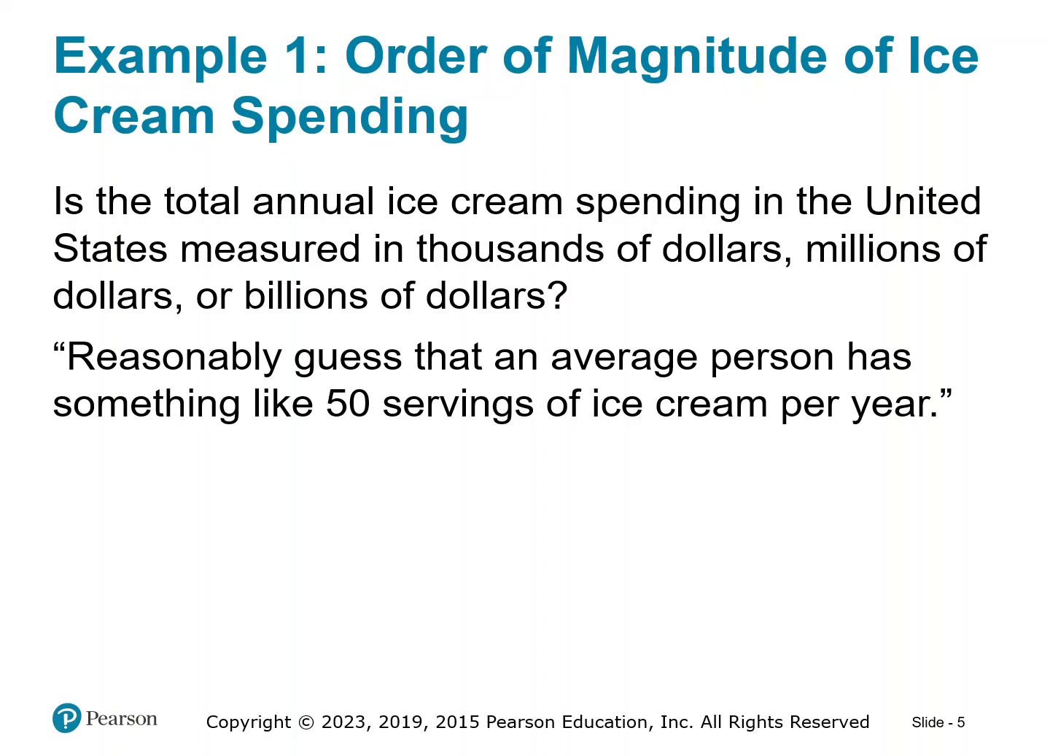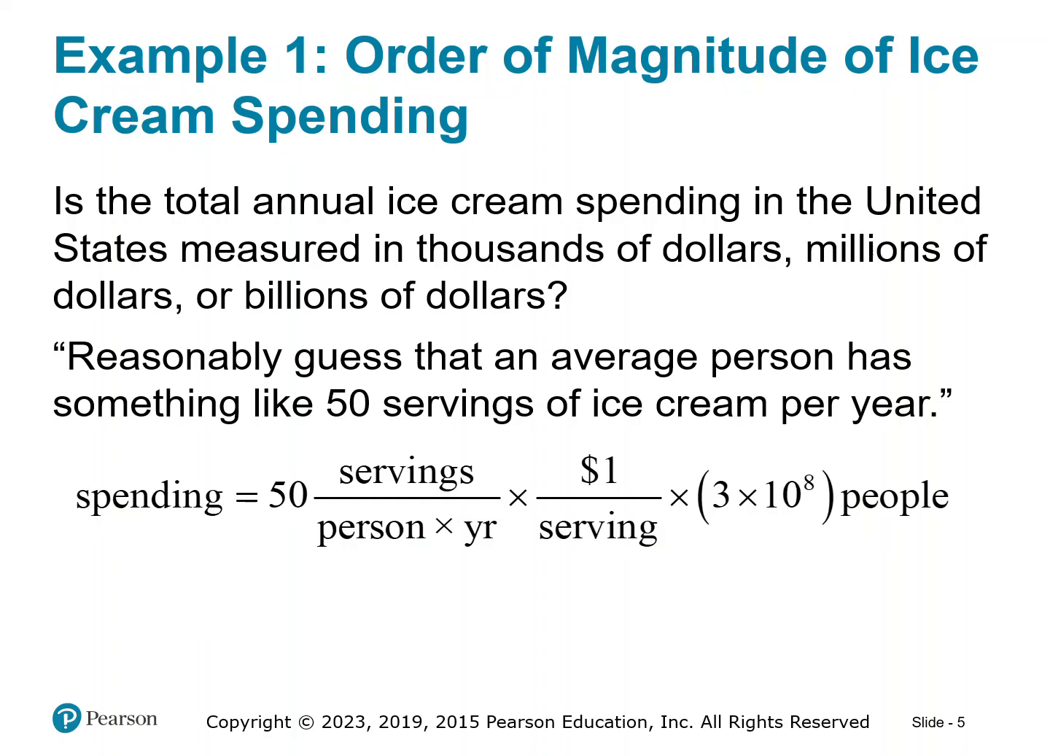It's hard to say, right? So let's say this is the United States, so we're going with like 300 million people. The average person, let's say, has 50 servings of ice cream per year. About 4 servings a month. I could get behind that, right? Maybe more in the summer, less in the winter, but whatever. So we have 50 servings per person each year, and we're going to go cheap, just $1 for each serving.